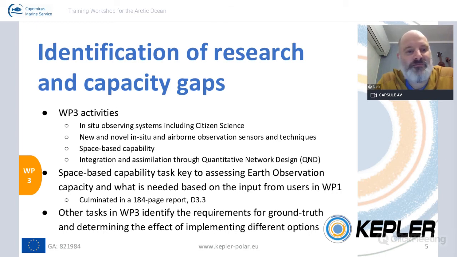Then finally, the main scientific part of the project was to try and quantify what the effect of some of these options for new sensors would bring. So this involved a technique called quantitative network design, where a forecast model was driven using both the available observations, but also estimates as to the future observation capability, and then assessing what the overall improvement was. And then we also had some other tasks looking at requirements for ground truth information and the effects of implementing different options.